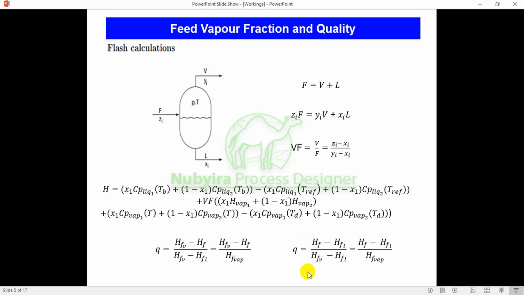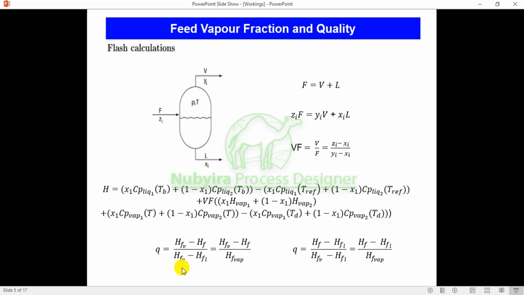But the difference between specific enthalpy of the feed at dew point minus specific enthalpy of the feed at bubbling point is the rate of vaporization of the feed. You understand? But the correct formula is actually enthalpy of the feed at dew point minus enthalpy of the feed divided by enthalpy of the feed at dew point minus enthalpy of the feed at bubbling point. You understand? So the meaning of the feed quality is to calculate the amount of heat that is required to vaporize the feed. That is the quantity of the quality of the feed.